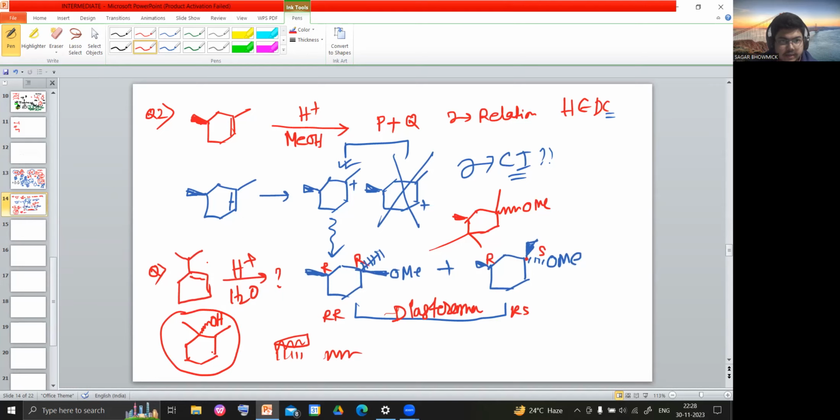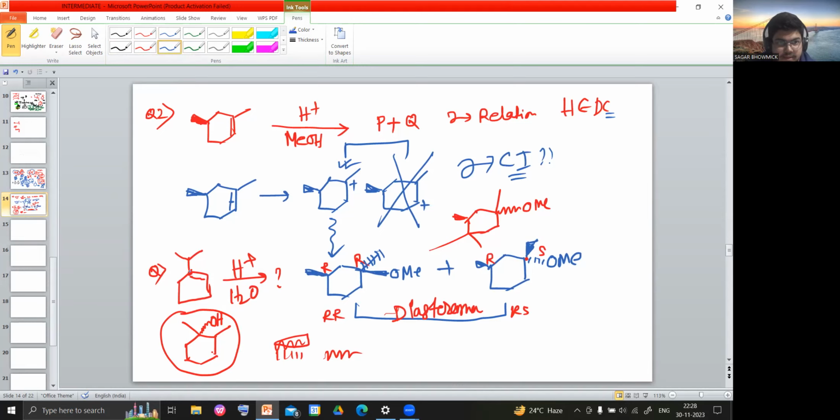I'm giving you some hint. First, this carbon is going to have positive charge. Then it can rearrange. This is difficult, you may find it difficult. So I am again solving this question. Next question I am giving you as homework.